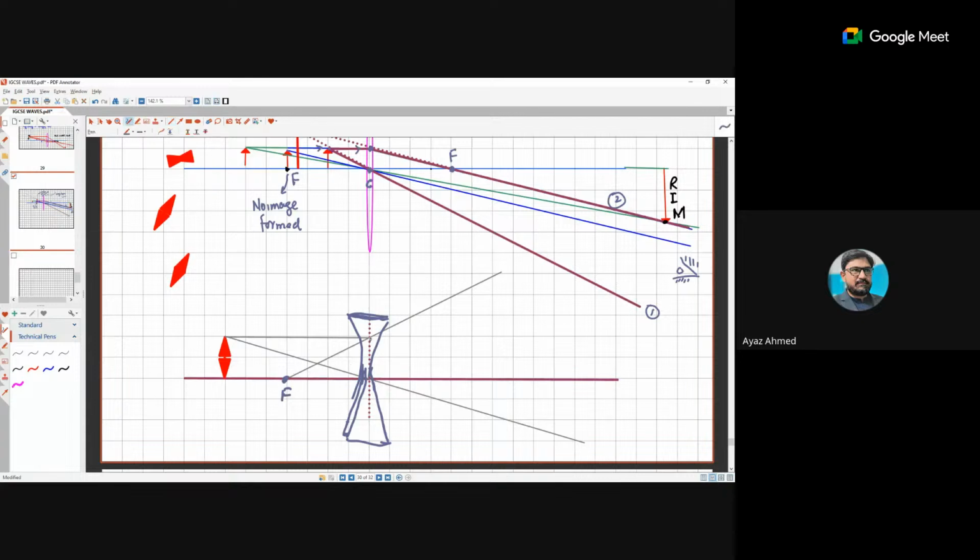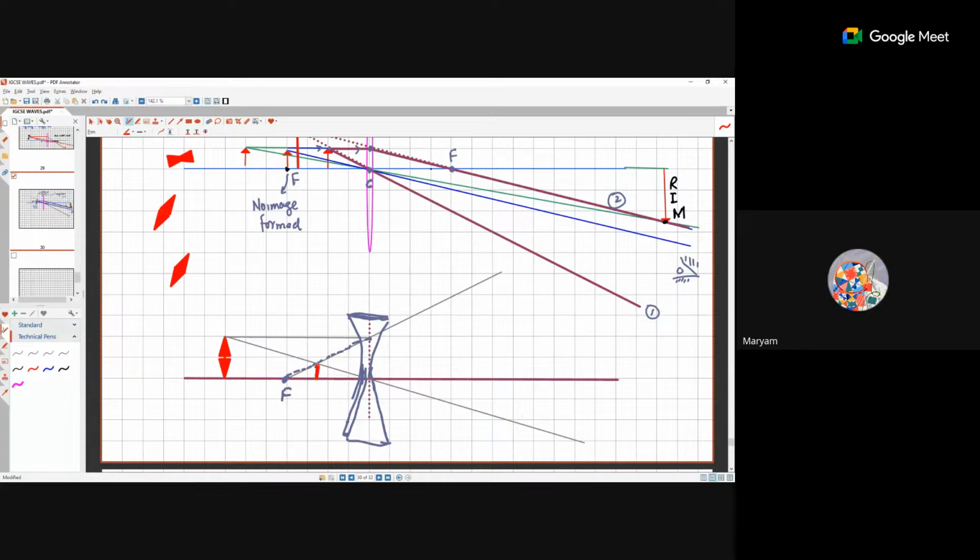This lower part would basically be dotted. All of this will be dotted. This one will be dotted. Now wherever you have the intersection of these two, here you have the image. Here is the image formed. Okay?